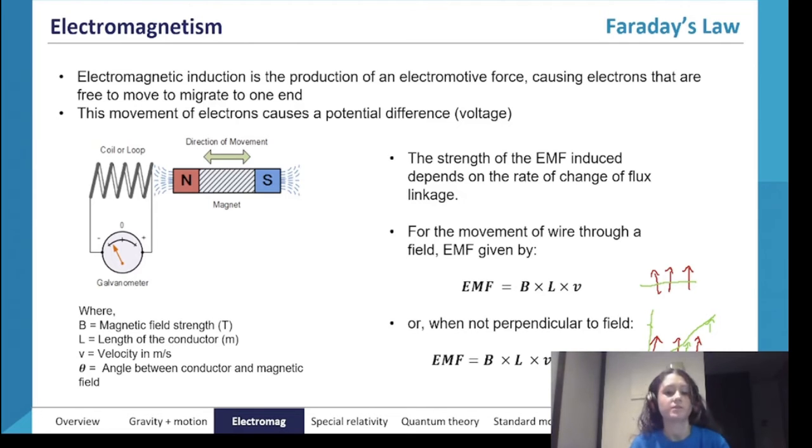What this tells us then is that if a wire is completely parallel to a field, or in other words, if theta is 0, then there's not going to be any force induced. And that's of course because the sine of 0 is equal to 0. So that's just something to remember, mostly for maybe a multiple choice question.